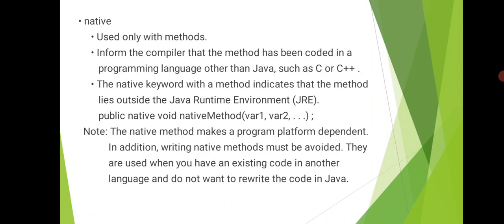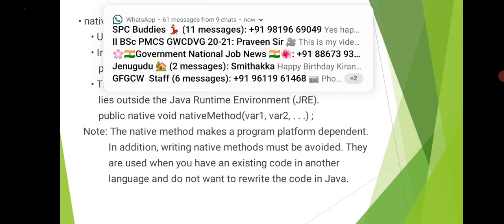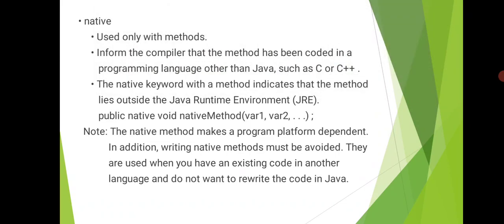Still, if we need some of those features in our program, we would again have to design that code in Java. It makes things complex. So other than Java code, that is C or C++ code, we can use as it is in the Java language using native methods. Okay, so the native keyword with a method indicates that the method lies outside the Java runtime environment.